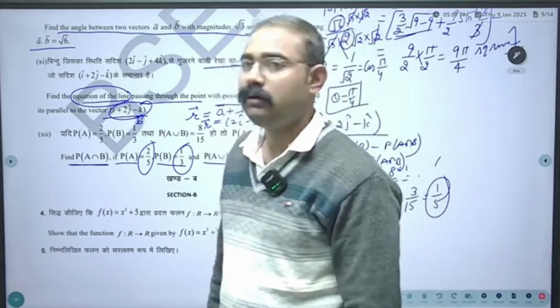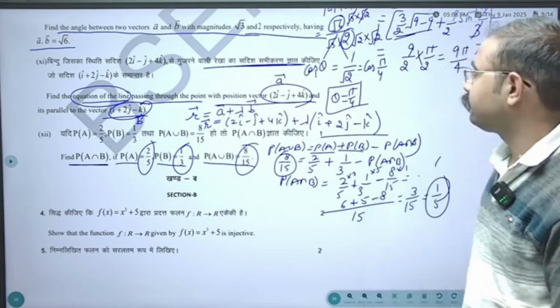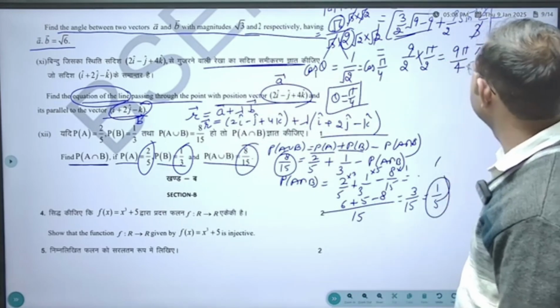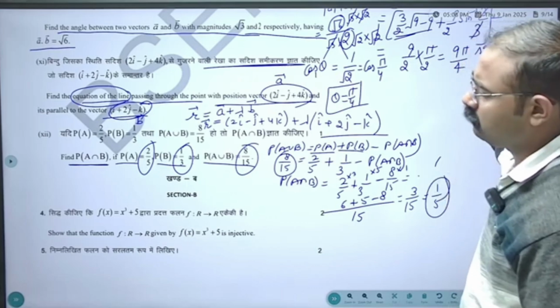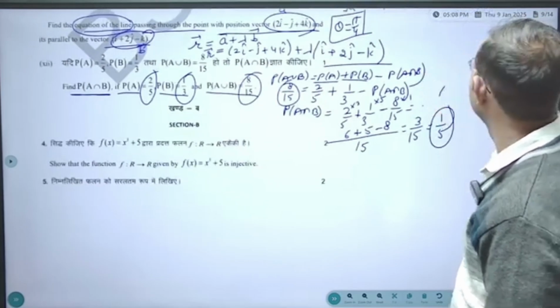This was the last, the 12th part of the very short answer type questions. Now let's move towards section B and question number 4.